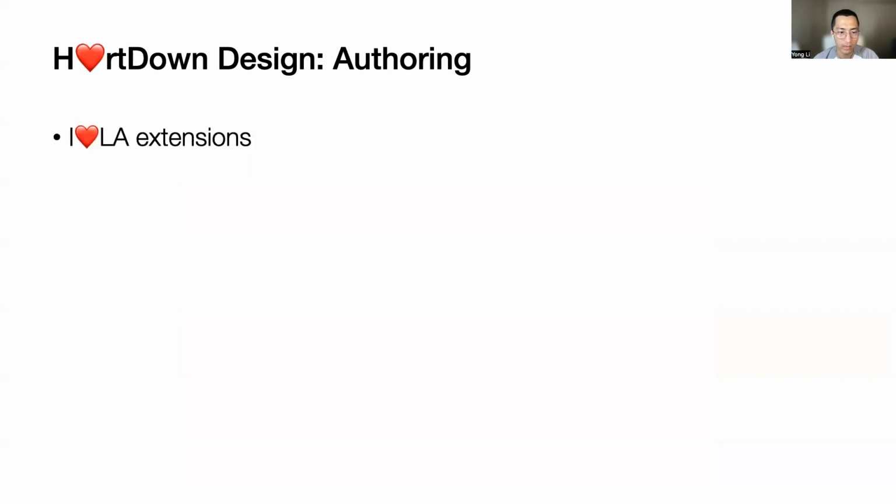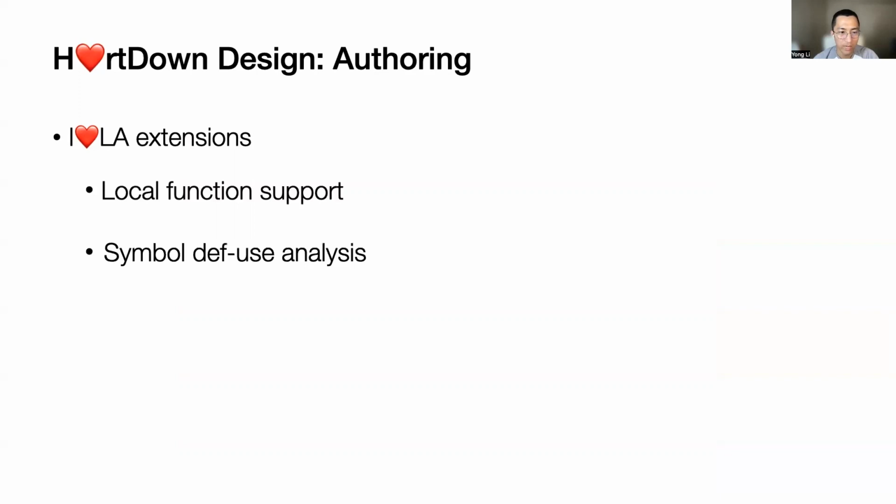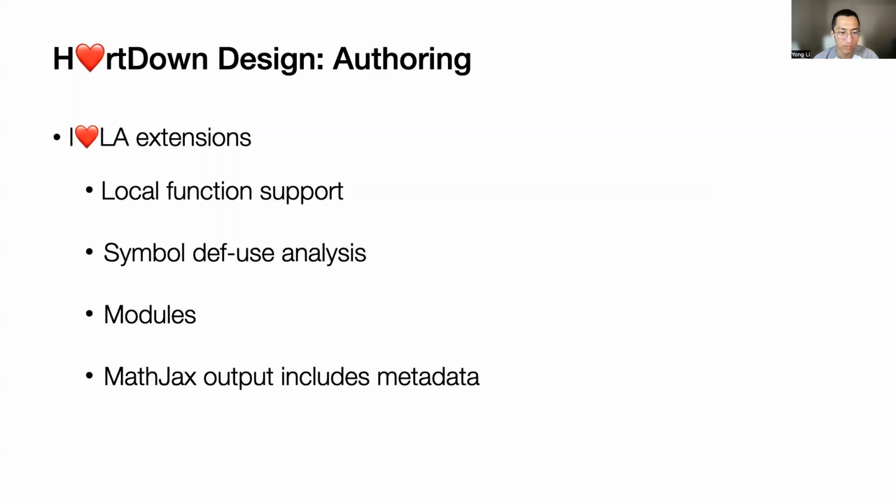Original rtDown can handle multiple equations in papers. We need to add new language features. We add local function support based on the formative study. In order to handle math appearing out of order, we add symbol diffuse analysis. We add modules from another rtDown file to support a different context. We also modify MathJax output to include the metadata.